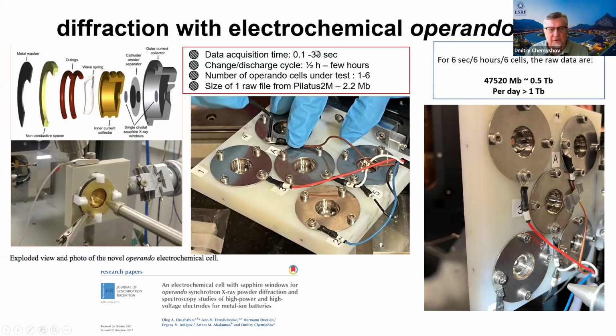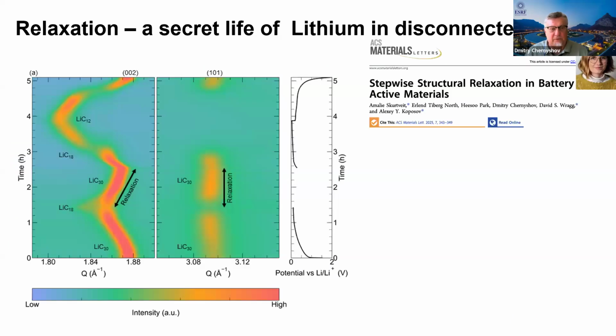So the measurements are relatively fast per cell. So if we do a charge-discharge cycle, which varies from half an hour to a few hours, by the end of the day we easily have 1 terabyte. So this is something to keep in mind when we work with in situ electrochemistry. So what can we learn from such data? From many examples, I actually selected one of them, which I like because it shows some, let's say, hidden feature, like the life of lithium in carbon.